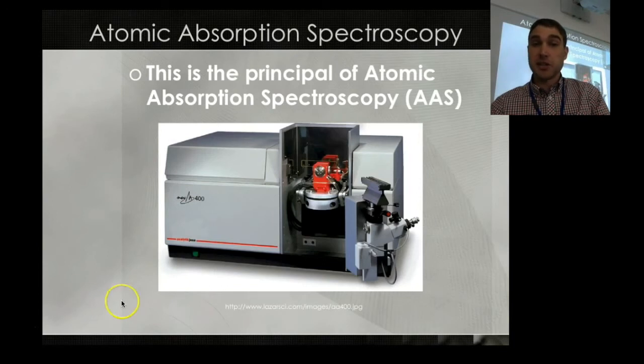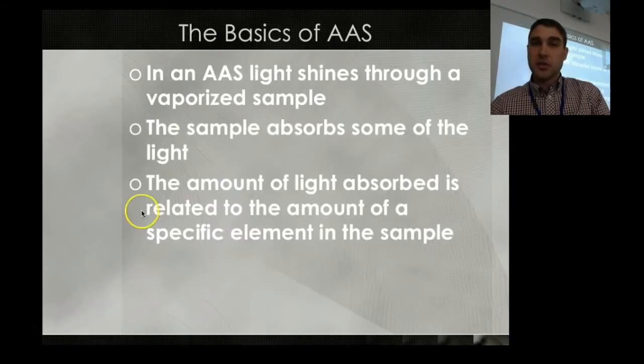So that's qualitative: is there any of this in this sample? That's the principle behind this machine here called an atomic absorption spectroscope, and we'll go through how that works. In an AAS, you shine a particular light through a sample that you've vaporized. That sample will absorb some of the light produced by the lamp, and the amount of light absorbed is proportional to how much of a particular element you have in the sample. So let's see how that works.